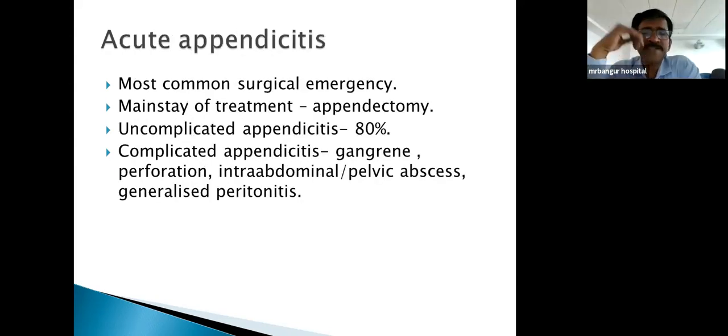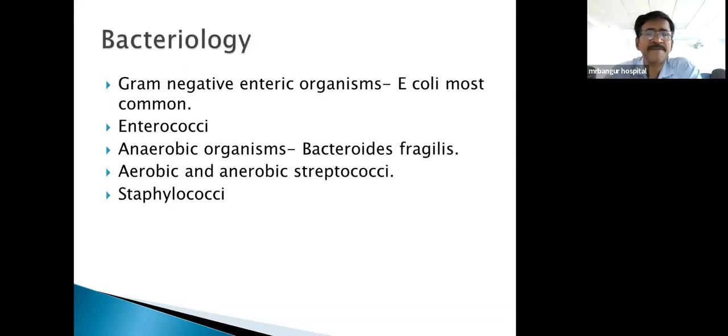So what is the strategy for antibiotic use in acute appendicitis? Acute appendicitis is the most common surgical emergency. The mainstay of treatment is appendectomy. In uncomplicated appendicitis, 80% of patients have aspirate infection, and in complicated appendicitis, when there is gangrene, perforation, internal pelvic abscess, and generalized peritonitis, these are the patients who have more severe infection.